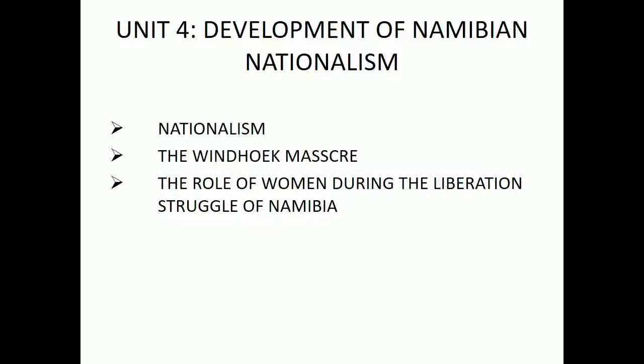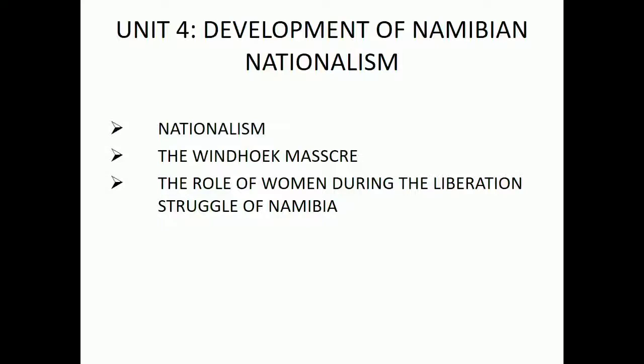The next point, the Windhoek Massacre. The Windhoek Massacre is a very important phase in the history of Namibia. So here, students should be able to elaborate from the first day of the Windhoek Massacre, as it started on the 9th of December, when the activities, the masses started to move, until the last on the 10th of December. You need to be able to describe the events as it happened on that day.